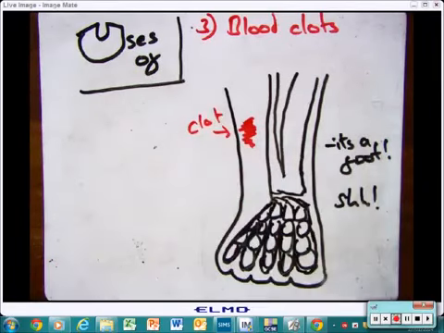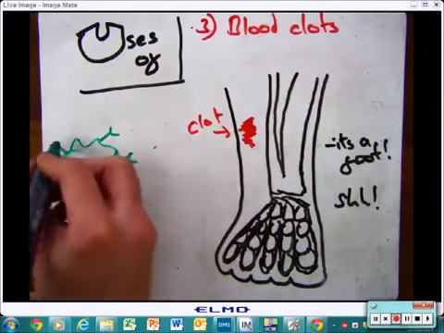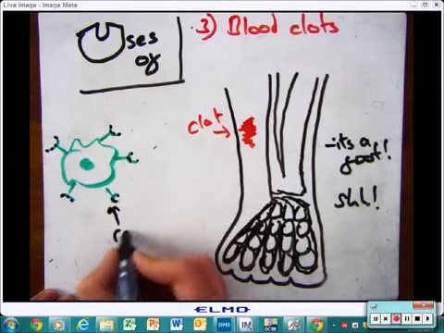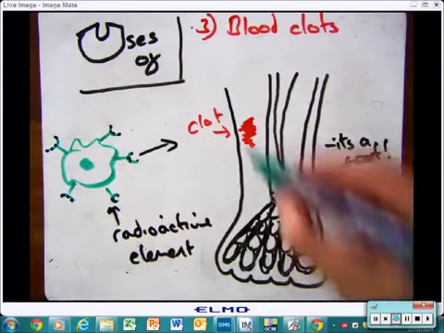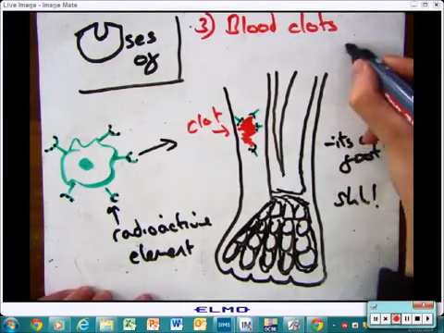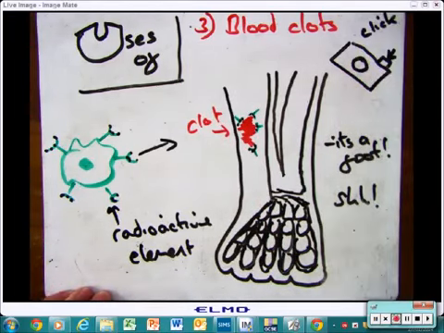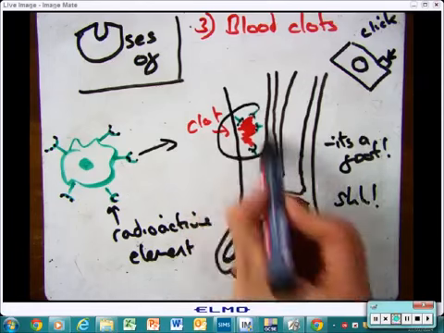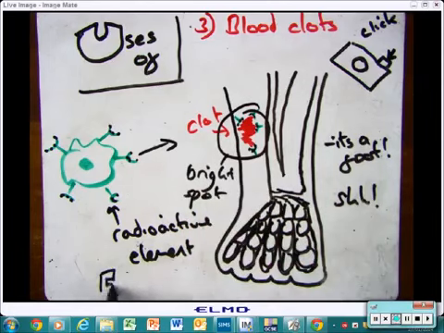So what they'll do is they'll produce these monoclonal antibodies again, and they'll have specific things on them with radioactive elements, and that'll tell you where the clot is. It will attach onto the proteins in the clot, and then when you do take that picture of it, it will give you that bright spot, so then you'll know exactly where the clot is.